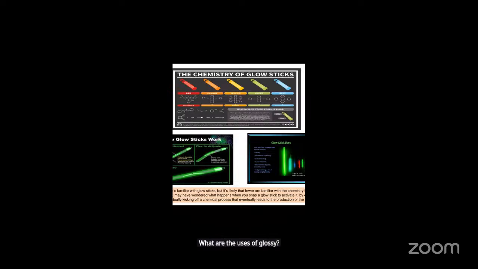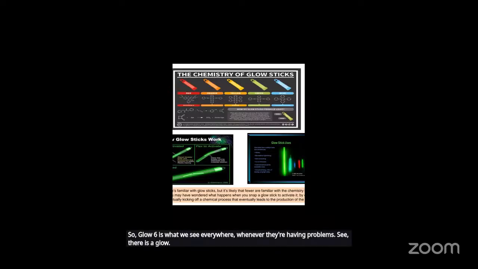Glow stick is what we use everywhere. It's being used in recreational night driving. It's used in the military. It is used in band conducting. It's in entertainment, parties. So glow stick is what you see everywhere whenever they are having programs. See, there is a glow. There's a light that glows.